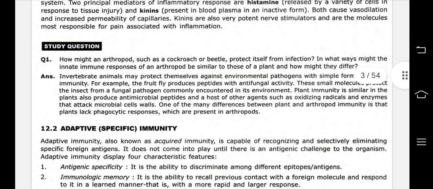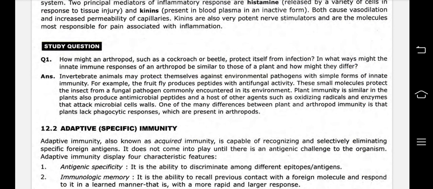Here we could see a question related to this topic. How might an arthropod such as a cockroach or beetle protect itself from infection? In what ways might the innate immune response of an arthropod be similar to those of a plant, and how might they differ? Invertebrate animals may protect themselves against environmental pathogens with simple forms of innate immunity. For example, the fruit fly produces peptides with antifungal activity. These small molecules protect the insect from a fungal pathogen commonly encountered in its environment.